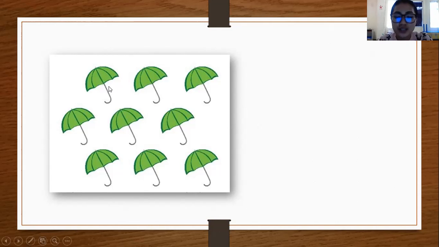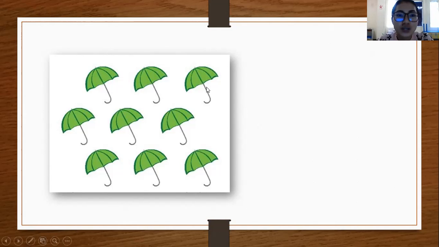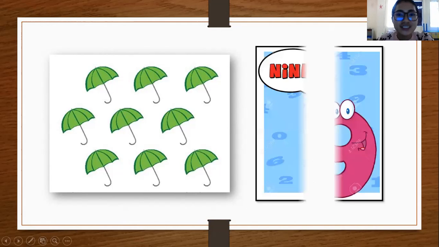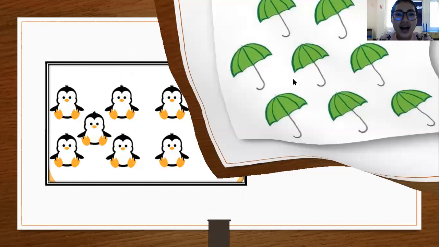How many umbrellas are there? 1, 2, 3, 4, 5, 6, 7, 8, 9. So there are 9 umbrellas. This afternoon we are going to learn number 9. Everybody, how do you spell 9? N-I-N-E. 9.